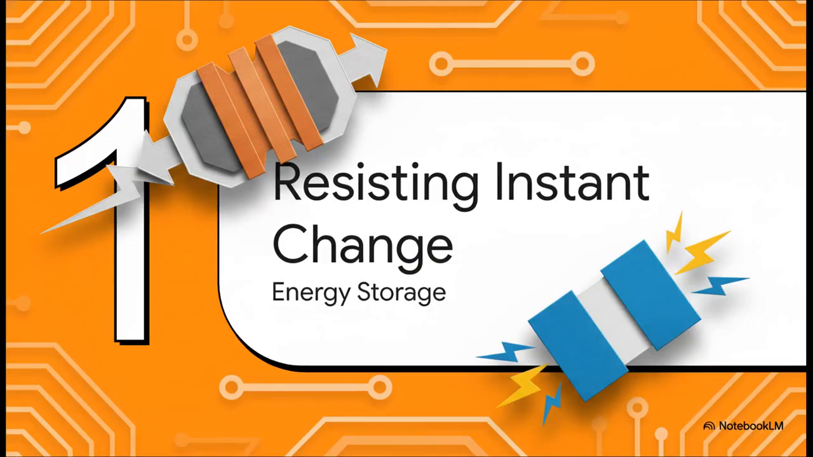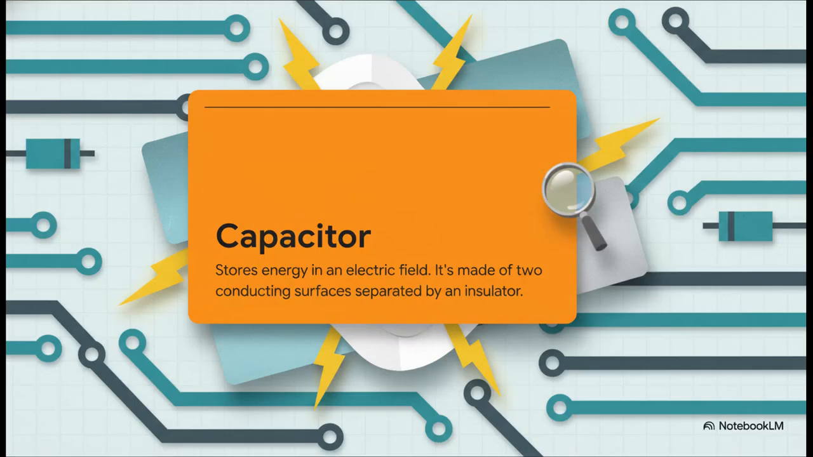Okay, but things get really interesting when we bring in components that don't just resist flow, but actually store up energy. And get this, fight against sudden changes. I mean, these are the components that give circuits their personality, their dynamic behavior. So first on our list is the capacitor. Physically, it's just two metal plates with an insulator sandwiched between them. That means current can't just flow right through it. And its whole job is to store energy, but specifically in an electric field.